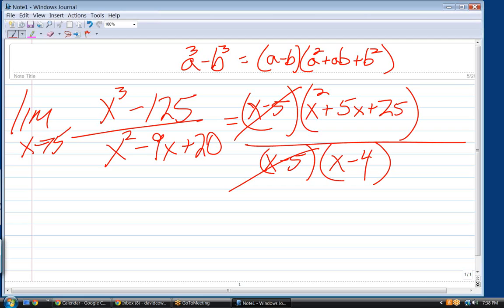What does the top go to? Substitute x of 5 into x squared plus 5x plus 25. So 25 plus 25 plus 25 is 75. And the bottom goes to 1. So that's the limit.